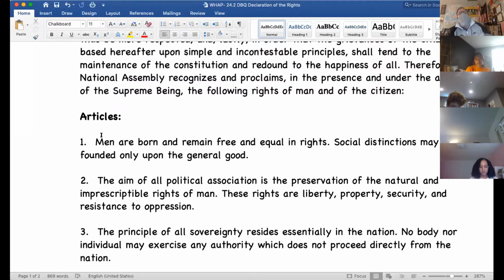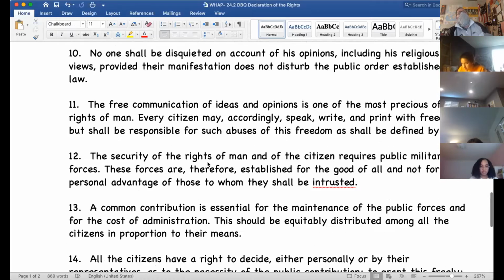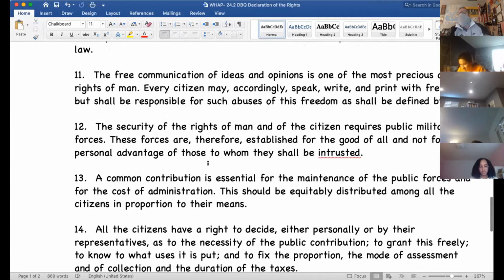We can even look at the first article. Men are born and remain free and equal in rights. Social distinctions may be founded only upon the general good. So what is this advocating for? Eliminating social classes. So get rid of the 3 estates, political freedom. Yeah, okay. And then there's all sorts of cool ideas in the preamble as well. So that's due by, I believe I wrote 11 o'clock or noon tomorrow, which means I want you to do it tonight. Take you 15 minutes, maybe.